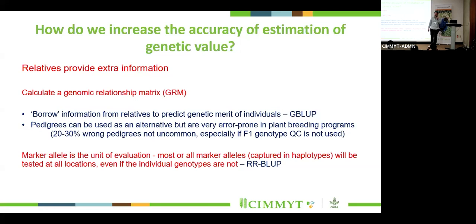So how many people here would think about this in terms of relatedness versus the value of a marker allele? So how many people kind of find it easier to understand this as relatedness? One? I have a question.